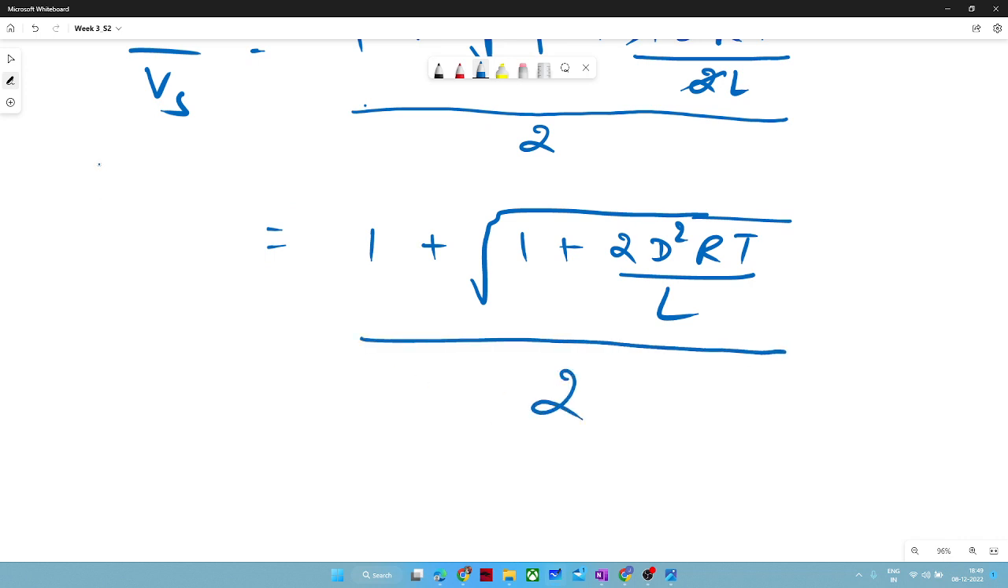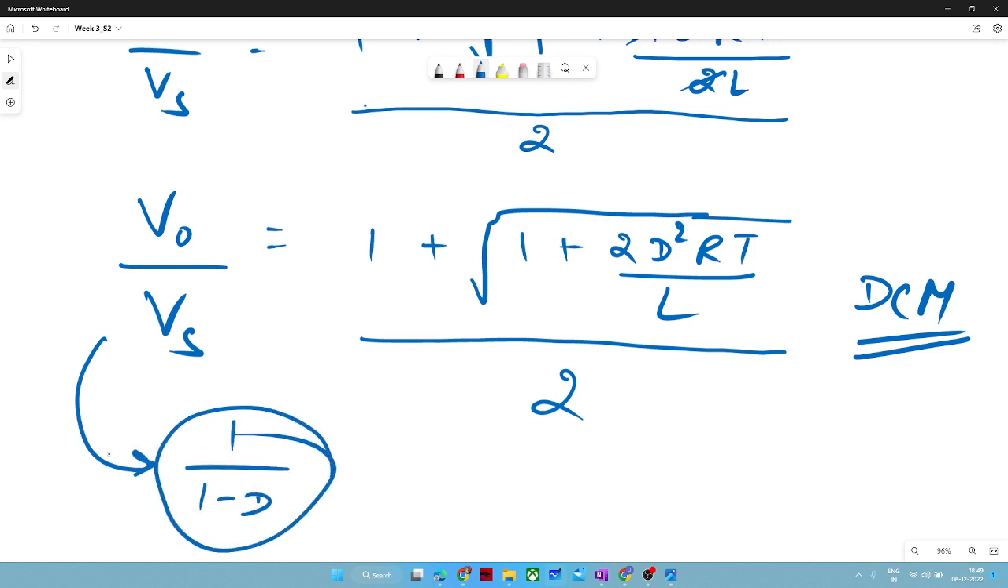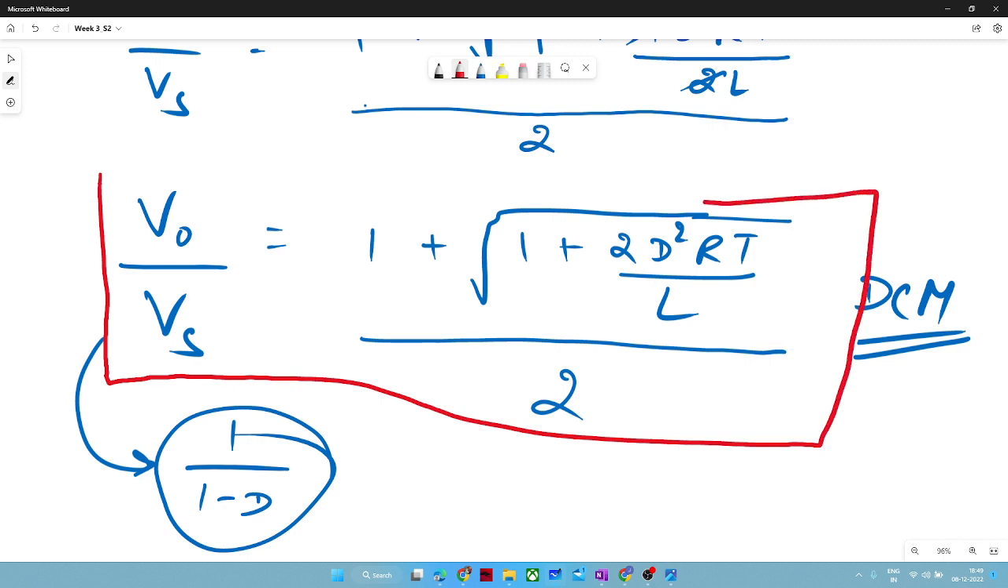So this is your transfer function of V naught by Vs, only for discontinuous conduction mode. If it would have been continuous conduction mode, it would be simply 1 by 1 minus D. Now your D1 term is eliminated. You can see from this equation, and this equation also you can keep in your mind.